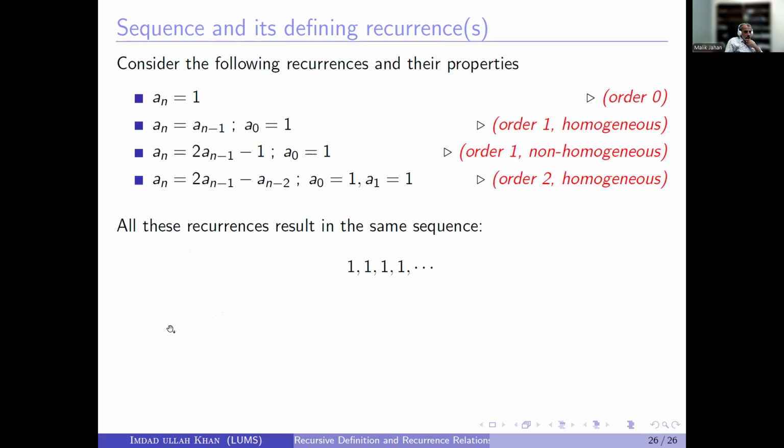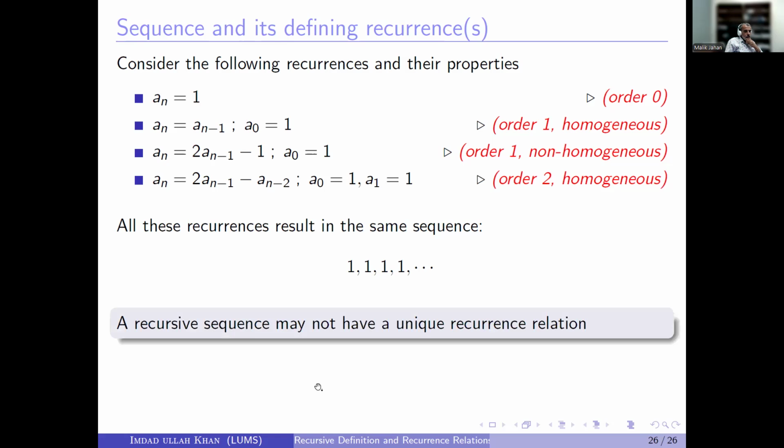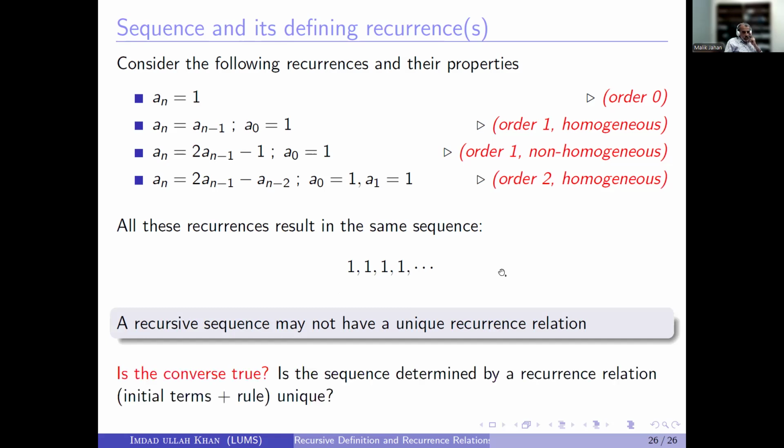The interesting thing is that if you look at all these different formulations, they are representing the same sequence. That means that a recursive sequence may not have a unique recurrence relation. So if someone asks you, given a sequence, to find its recurrence relation, you might end up with different answers which are equally good. And is the converse true? Is the sequence determined by a recurrence relation unique? The answer is yes, because whenever we look at the recurrence relation, starting from an initial term, given its recursive rules, it must generate a unique sequence.